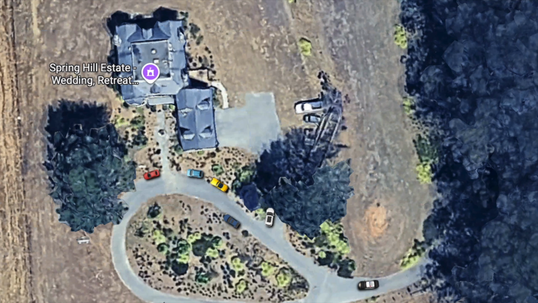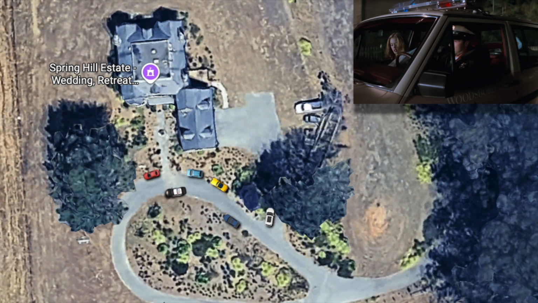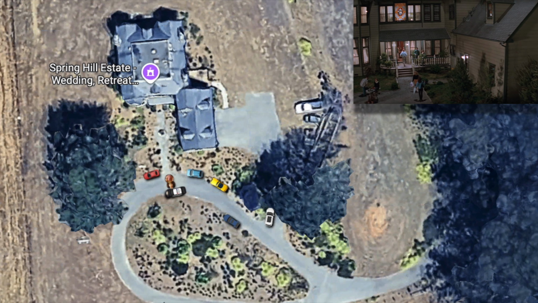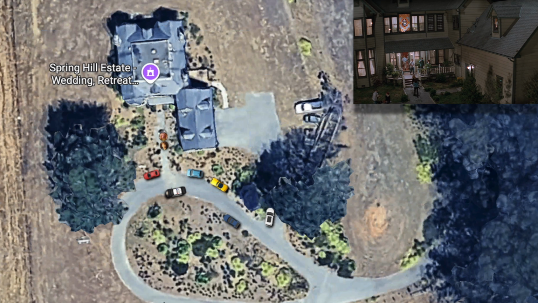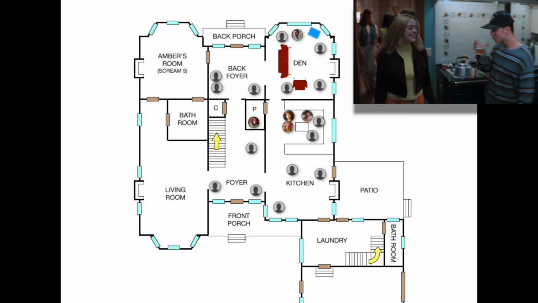So as we see, the party is already happening by the time Dewey arrives and drops off Sidney and Tatum. They hop out of the car, they make their way inside of the house. All these blank circles are the NPCs and the other party guests, and the ones that have the pictures are the main characters. But we can see that Neil is already in the pantry where he's tied up.